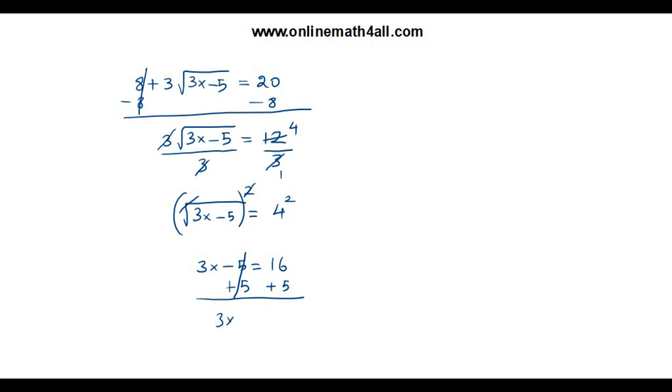We get 3x on the left side. On the right side, 16 plus 5 will be 21. So now we have the equation 3x is equal to 21. We can divide both sides by 3 to get rid of the 3 which is multiplied by x. So 3 will cancel out. 3 goes into 3 1 times, 3 goes into 21 7 times. So we get x is equal to 7. Let's look at another example.